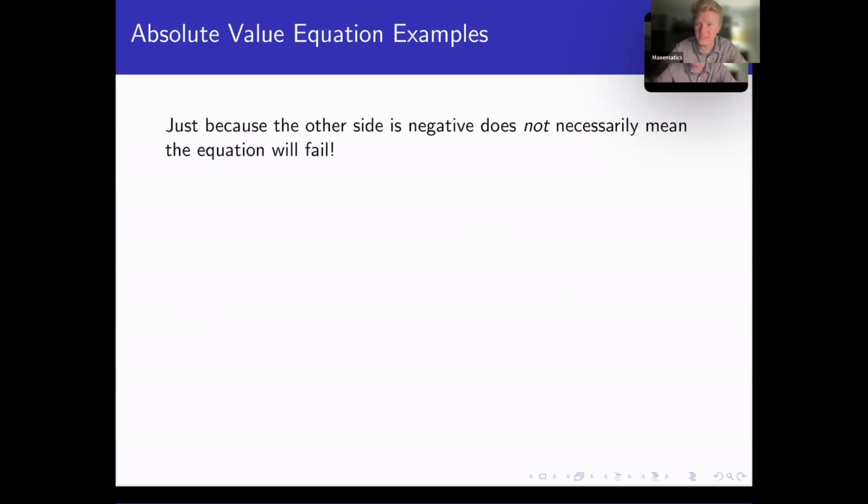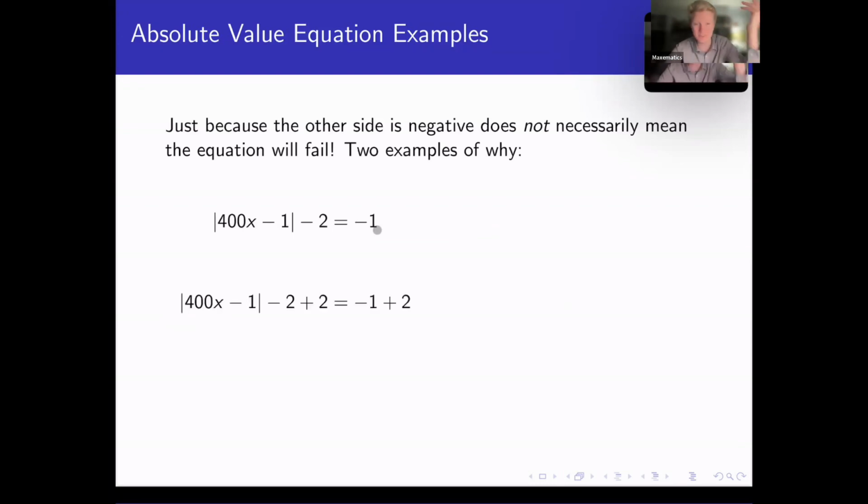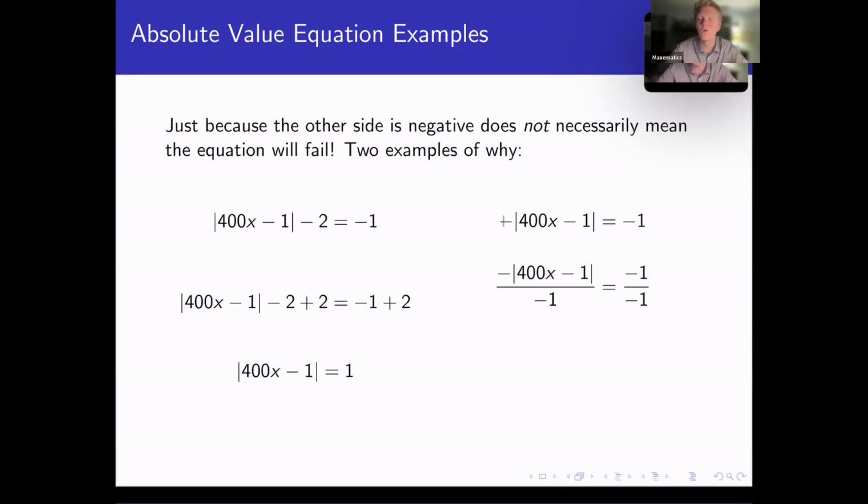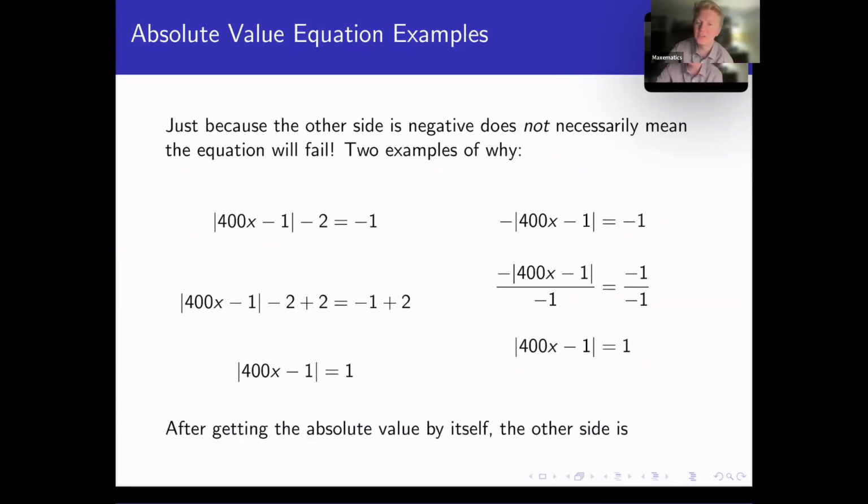Now, I just want you to be careful, because just because one side is negative doesn't necessarily mean the equation will fail. So for example, if we have the absolute value of 400x minus 1, minus 2, equals negative 1, well, all we need to do is add 2 to both sides, and now it's positive. Same thing, if we have a negative on the outside, we can divide both sides by negative 1. Oh, and look at that. Just because one side is negative, make sure that there's nothing you can do to change it to be positive, right? Simple algebra like that could change a problem that you think has no solution into a problem that has a solution.